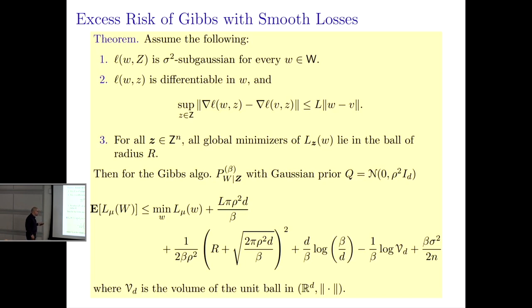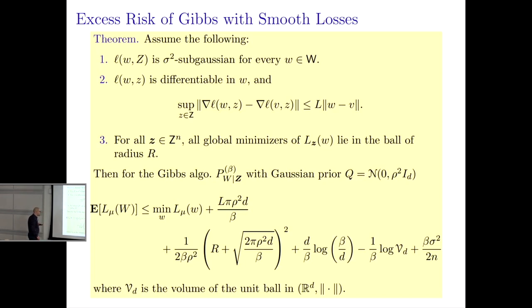So then this is now an excess risk bound. We say that the expected excess risk of the Gibbs algorithm looks like this. And because this is now the expected population risk of the Gibbs, this is the optimum that you can do knowing the distribution. The terms are like this: this is pi, the actual number pi. L is a smoothness constant. And here rho and beta are parameters, so in principle you could optimize over them. And this V_d is the volume of the d-dimensional unit ball, right?